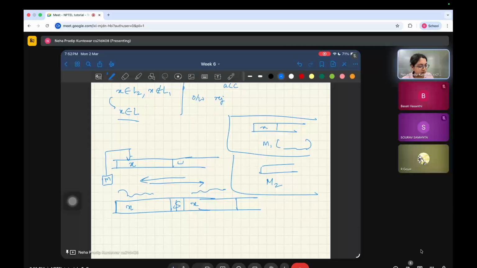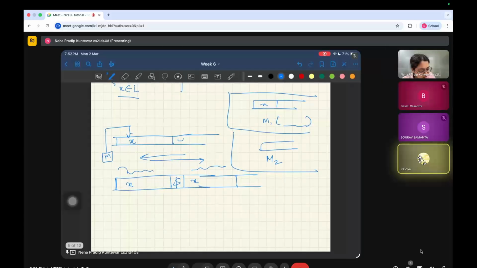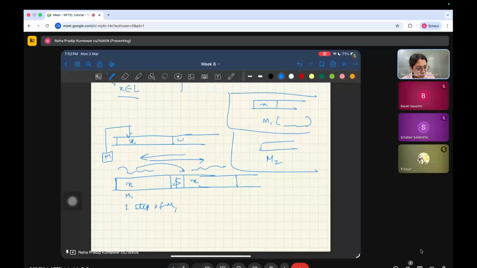Yeah, that's what we are doing. So basically, you are just simulating. Think of this as, if you were at M1, then just execute one step of M1. Then you go all the way here and you simulate one step of M2. Then you come back and you simulate the second step of M1, and then you go back and you do the second step of M2.